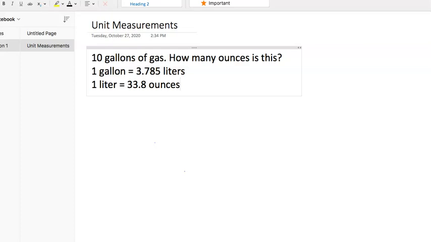So with unit measurements, they're going to ask you to make two conversions, but it's not like you have to know what any of these conversions are. They're going to be given to you in the question. So we'll look at two examples.